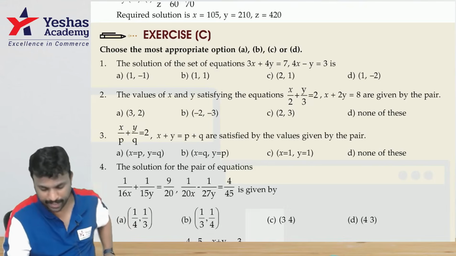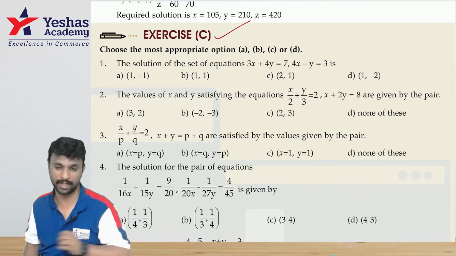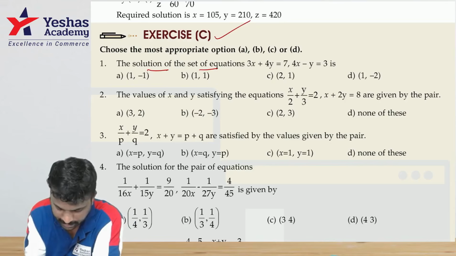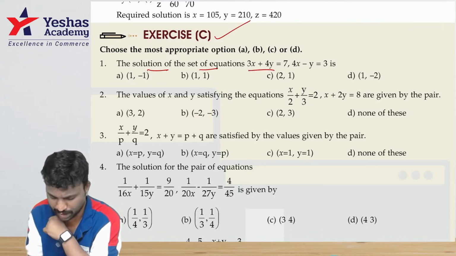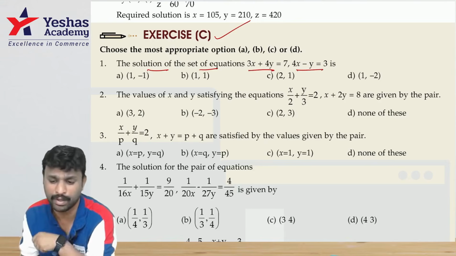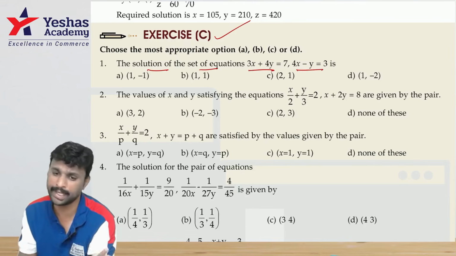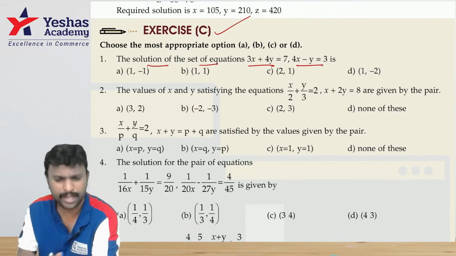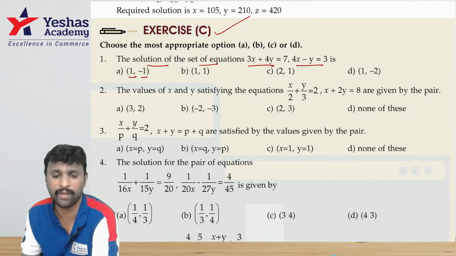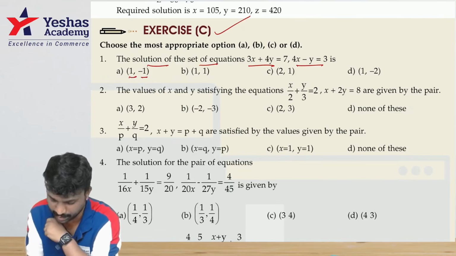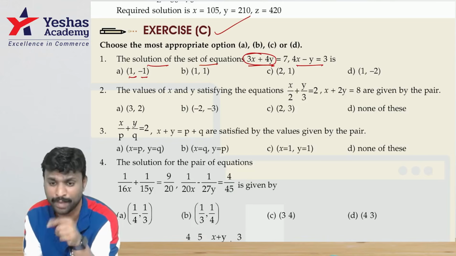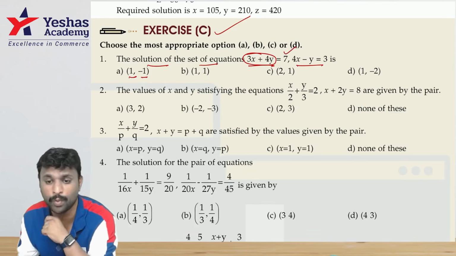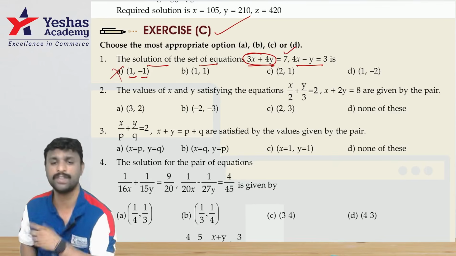Guys, let us start with exercise C of chapter number 2. The solution set of the equations is, guys, what do you mean by the solution set of these two simultaneous equations? You need to find the values of x and y. Where are they? It is in the options. Guys, if I take the x value as 1 and the y value as -1, what happens to the first equation? 3 ones are 3. 4 into -1 is -4. 3 minus 4 is -1. But it is given to be equal to what? 7. So the first equation itself is not satisfied.